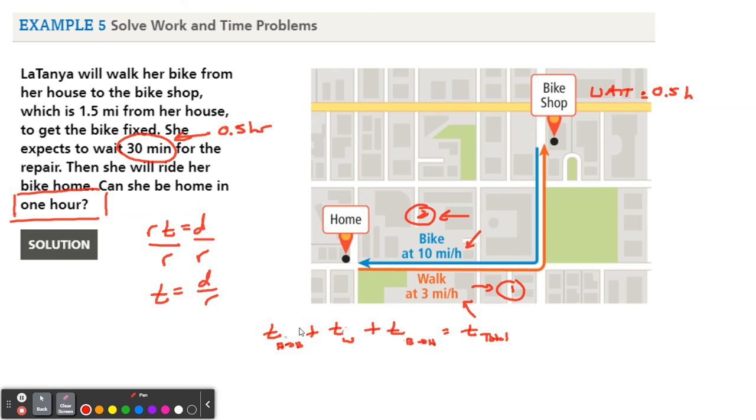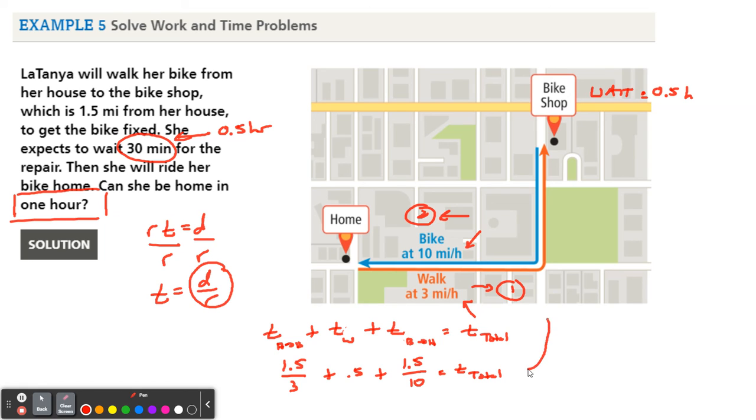All right. So all of these are going to be a d over r, the distance she traveled divided by the rate at which she's going. All right. So from home to the bike shop, she traveled a distance of 1.5 miles, and she walked at a pace of 3 miles per hour. Then she waited a half hour. So that's just a straight time. No need to do a distance and a rate. And then on her way back, she also had to go 1.5 miles, but now she's riding at 10 miles per hour because of her bike. And this is going to equal our total time.